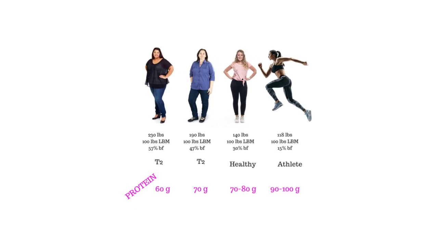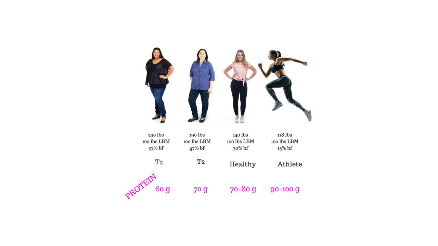So here we have some examples. We have some women, and they're all 100 pounds of lean body mass, which is super convenient for my math, right? All of these women are different heights and different weights and different body fat percentages, but they're all 100 pounds of lean body mass. This is not true of the entire population. I've just picked these examples.